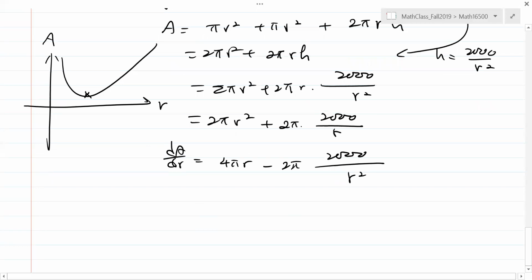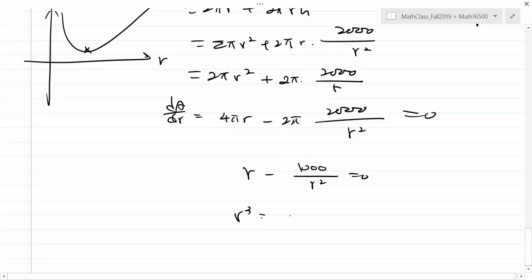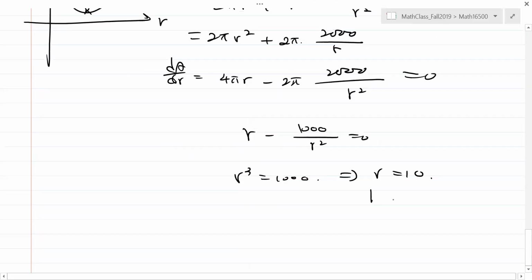Okay, so you set this to be 0. After simplifying, and getting rid of 2 pi, you get r cubed equals 1,000. That means r equals 10. So when r equals 10, what is h in this case? h is going to be 2,000 over r squared. r squared is 100, so h is 20. The radius is 10 and the height is 20.